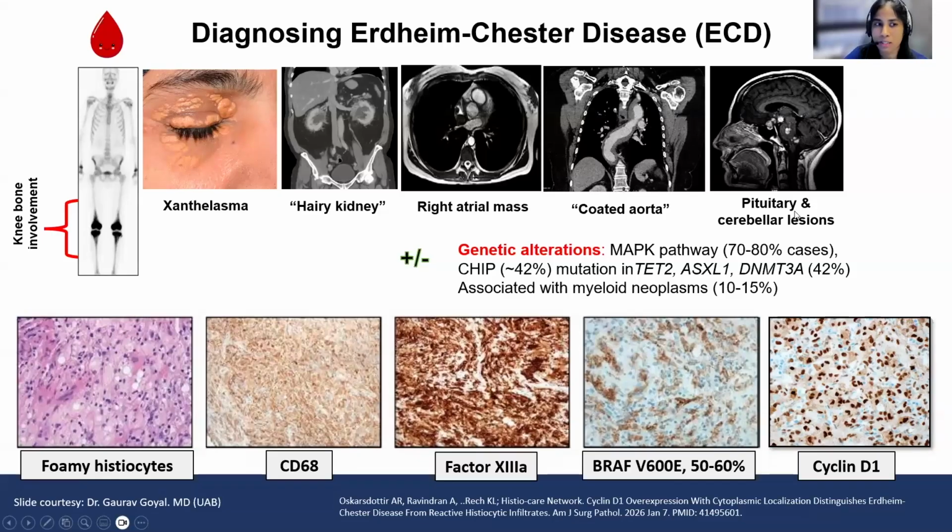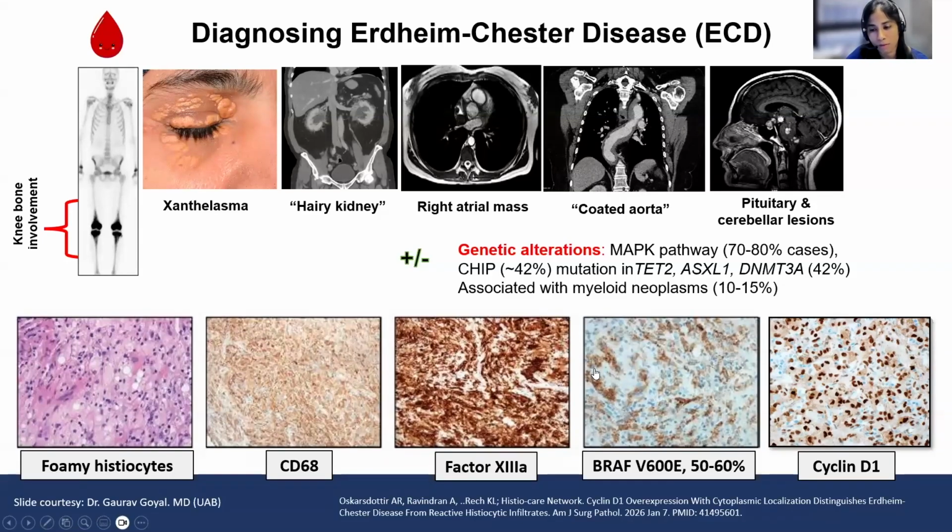Diabetes insipidus can precede a diagnosis of ECD by several years. I think the longest I've seen is 10 years of diabetes insipidus prior to a diagnosis of Erdheim-Chester disease being made. In terms of histopathology, there is no pathognomonic marker for ECD diagnosis, unlike those that you see in Rosai-Dorfman disease or Langerhans cell histiocytosis, because they also mimic reactive histiocytic proliferations.